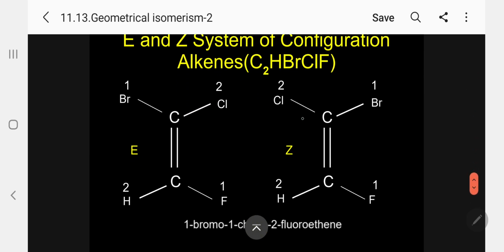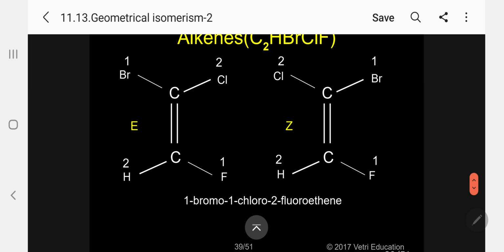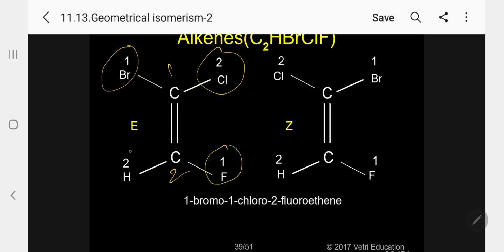Then the third case, I will go here, kindly follow. I am rotating again in the same way. So now I am giving numbers. Where is bromine? Bromine is there at the top. So I will give numbering: this is 1, this is 2, based on atomic number.